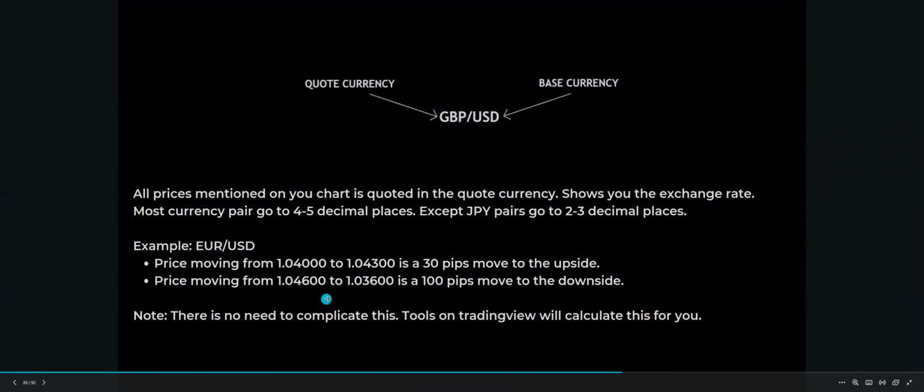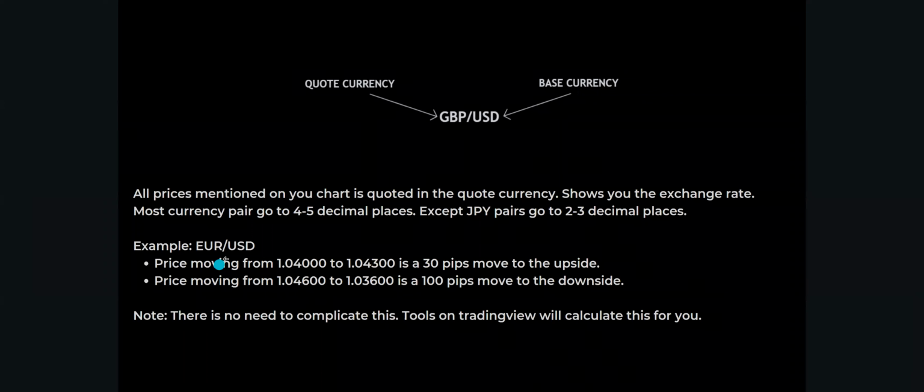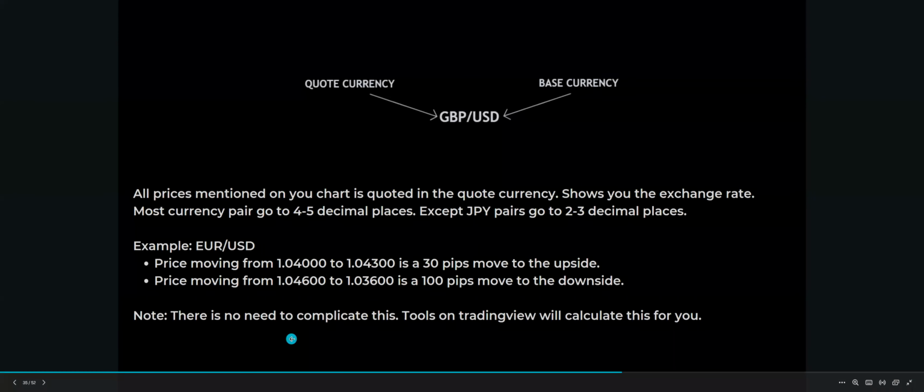I have put a simple example here. If price on Euro USD, for example, moves up from 1.04 to 1.043, that is a 30 pip move. Again, if it goes from 1.046 and drops to 1.036, that is a 100 pip move. You don't have to manually calculate all the pips. We have enough tools on a TradingView chart to calculate for us.